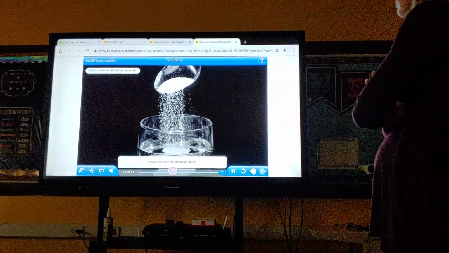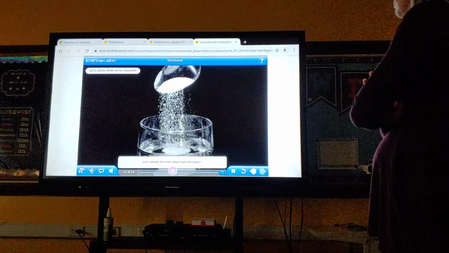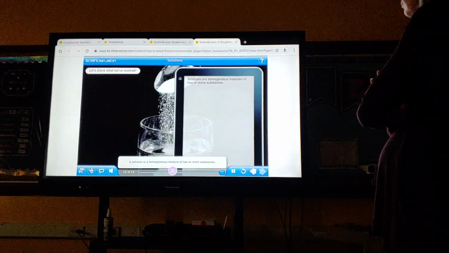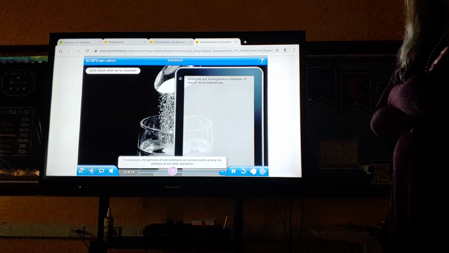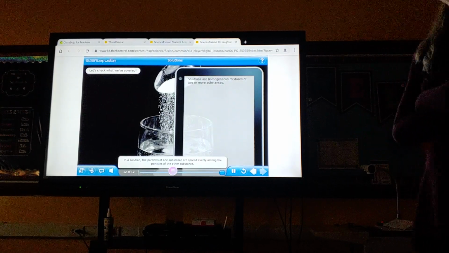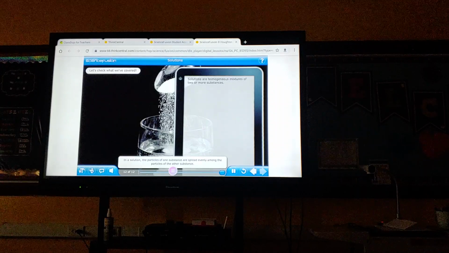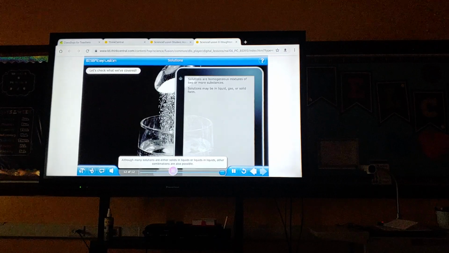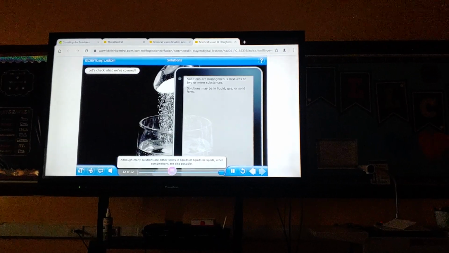You've learned a lot about solutions. Let's review the main ideas from the lesson. A solution is a homogeneous mixture of two or more substances. In a solution, the particles of one substance are spread evenly among the particles of the other substance. Although many solutions are either solids and liquids or liquids and liquids, other combinations are also possible.